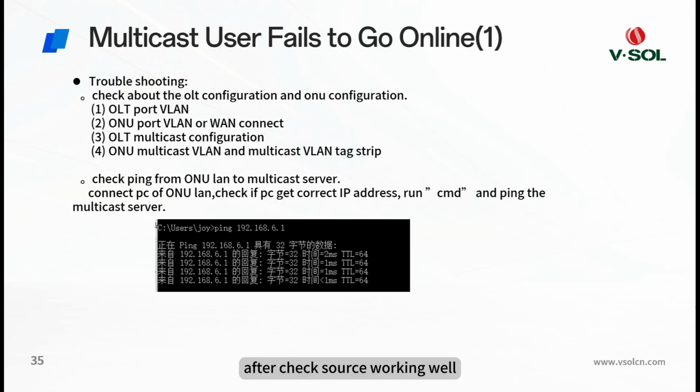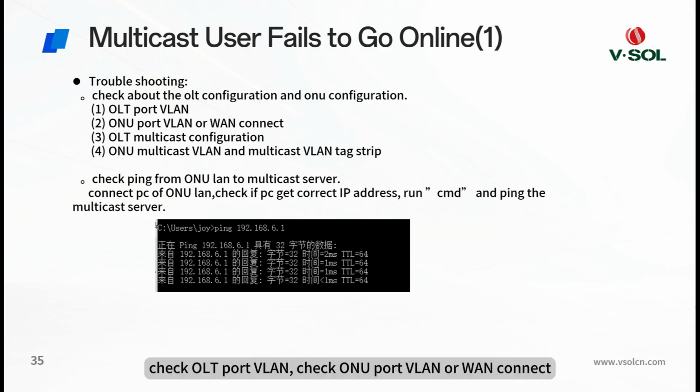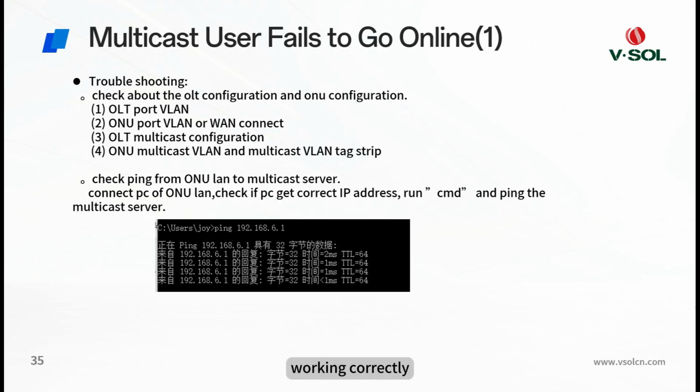After checking the source is working well, then check the OLT and ONU configuration. First, check the OLT port VLAN, and check the ONU port VLAN or WAN connection. This step is to confirm the unicast service channel is working correctly.